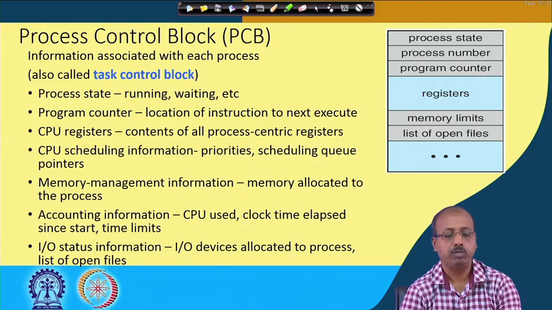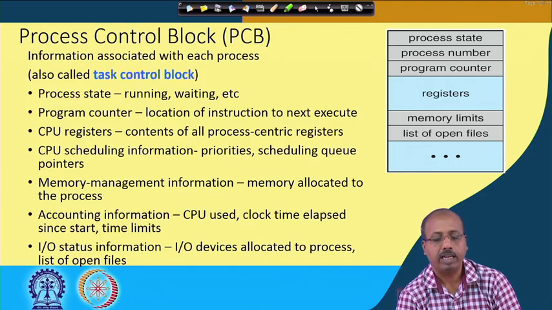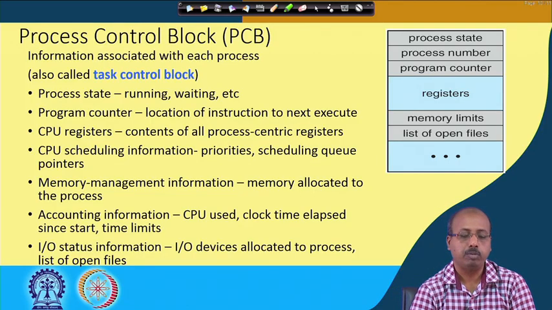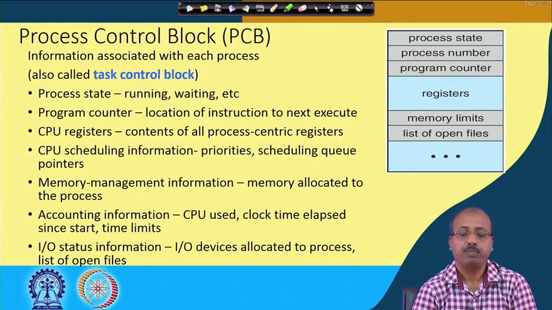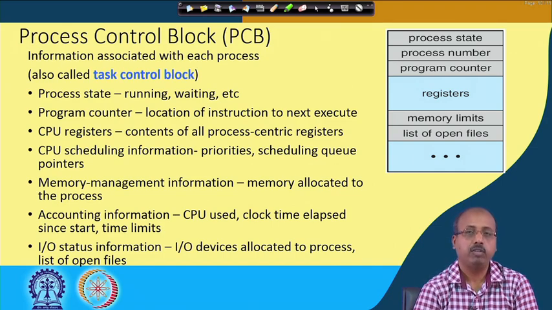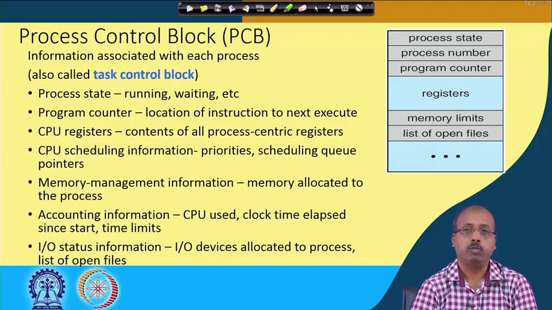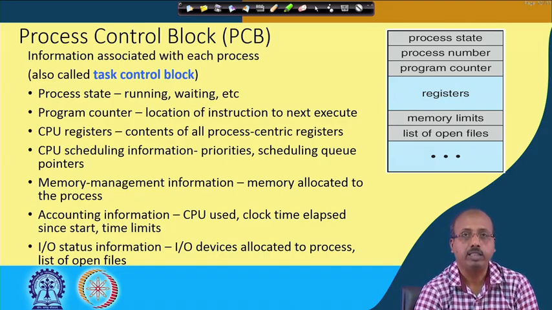Then we have the CPU scheduling information like the priorities, scheduling queue pointers, etc. This scheduling information is necessary because the scheduler has to take a decision. Then the memory management information, then the accounting information and IO status information. Memory management information is for memory allocated to the process, accounting information for the system usage, and IO status information for the IO devices that we have in the system, the open files, etc. So, they are kept in the PCB.